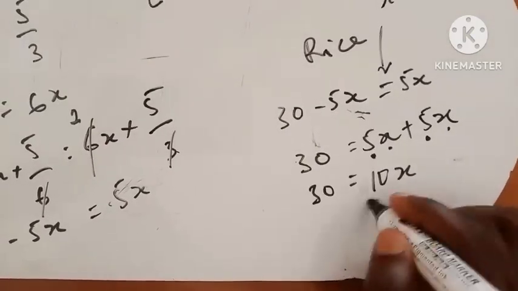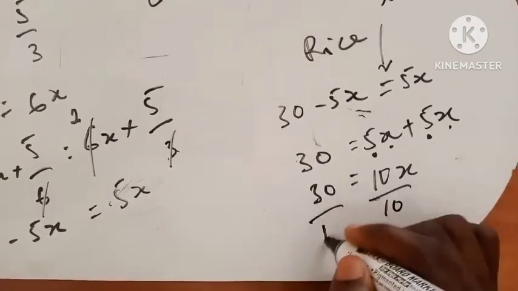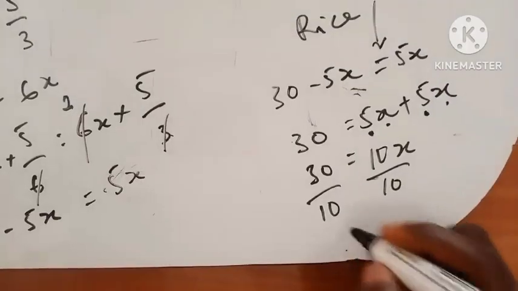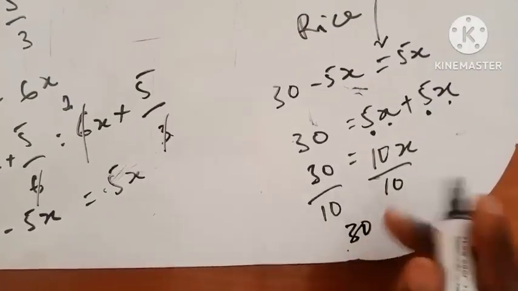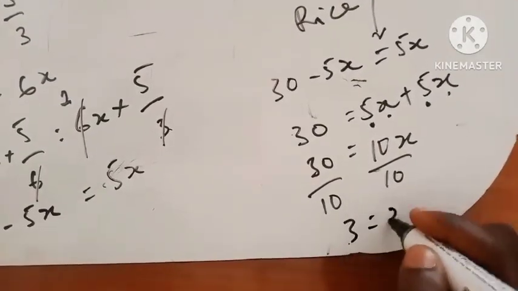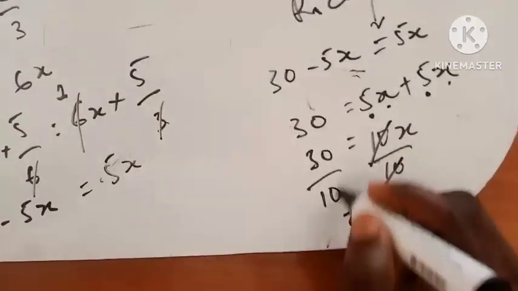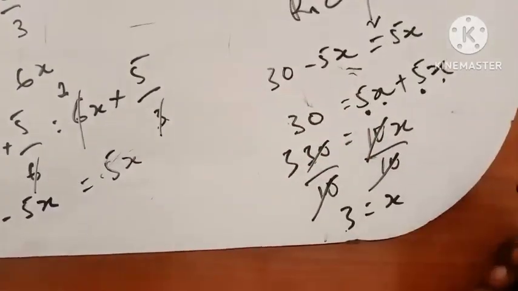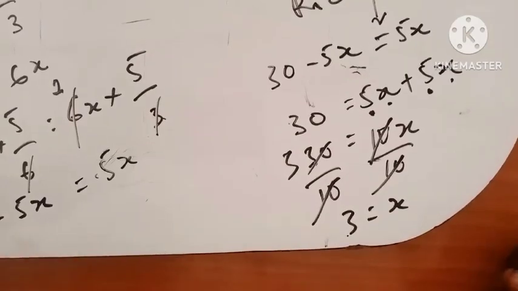So we are going to divide everywhere by 10, and then divide this one by 10, right? So you have 30. So this guy is going to be 3, right? So 3 is equal to, this cancels, this cancels, that 3 remains. So x is equal to 3, right?